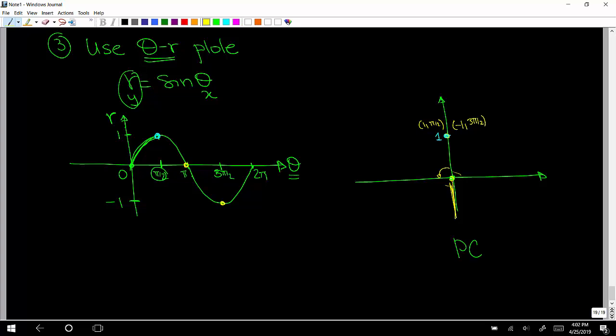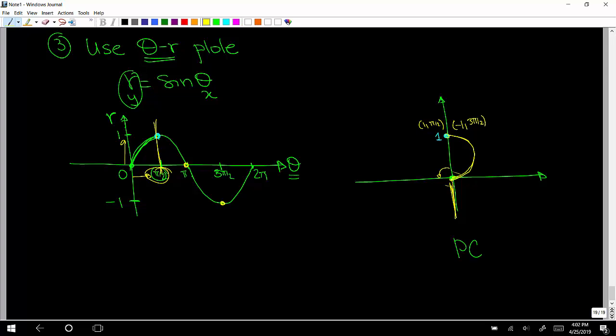Okay, so let's see what's happening. We know that it peaks here. As the angle increases, r increases and peaks at 1 at pi over 2. So you can see as the angle increases, r will go further out and peak here.